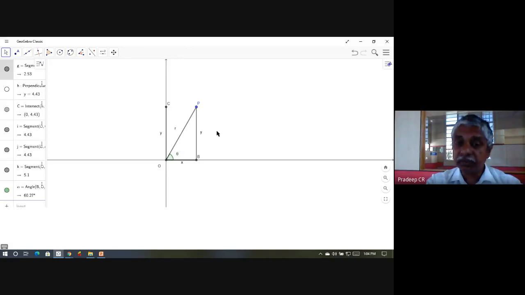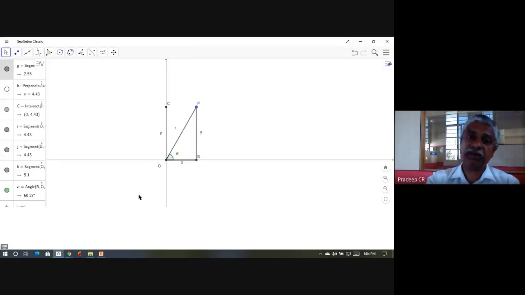Do I know theta if you give me X and Y? Of course I know, because tan theta is Y by X, which means theta is tan inverse of Y by X. So if you give me Y and X, I know how to find theta. I know how to find R. So this is a one-way transformation. Means if you give me Cartesian coordinates, I know its polar coordinates. If you give me X and Y, I can find R and theta.